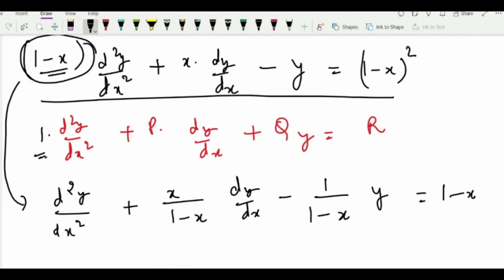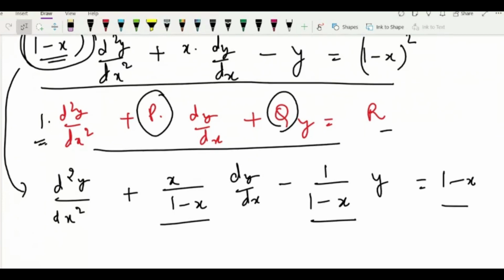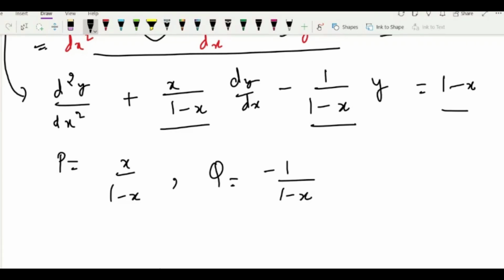So now this equation becomes this type of equation. We can compare: this is the value of p, this is the value of q, and this is our r. We have here p is equal to x upon 1 minus x, q is equal to minus 1 upon 1 minus x, and r is equal to 1 minus x.